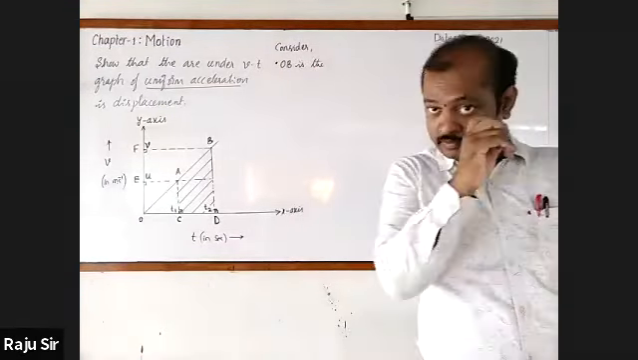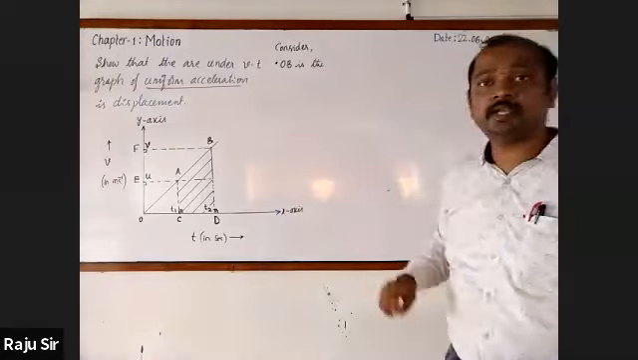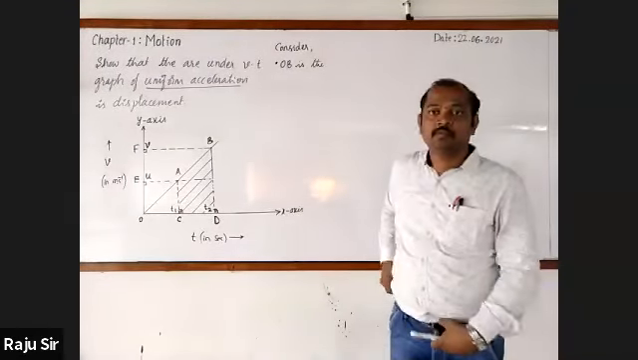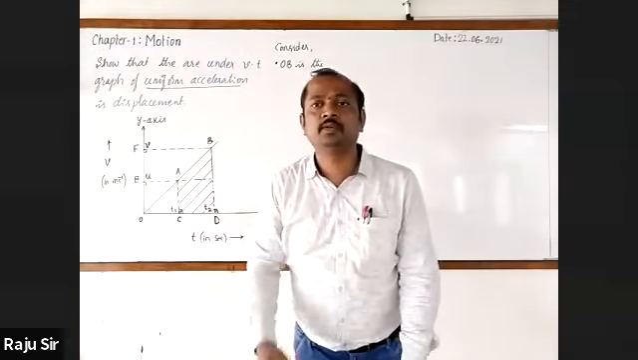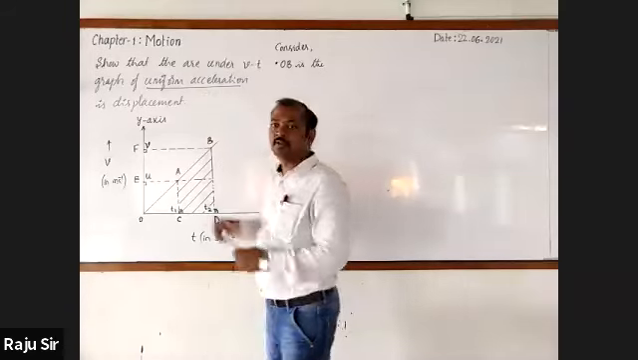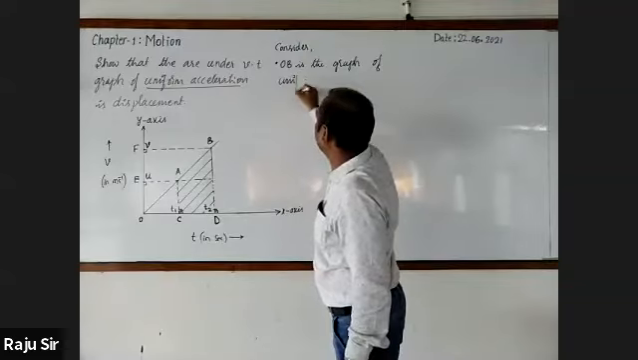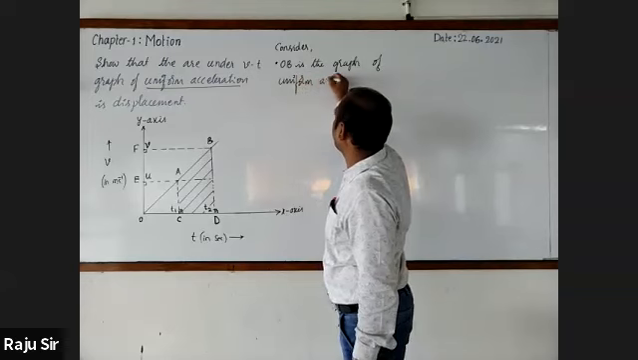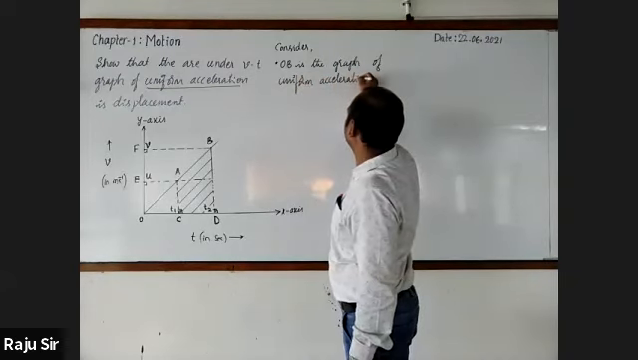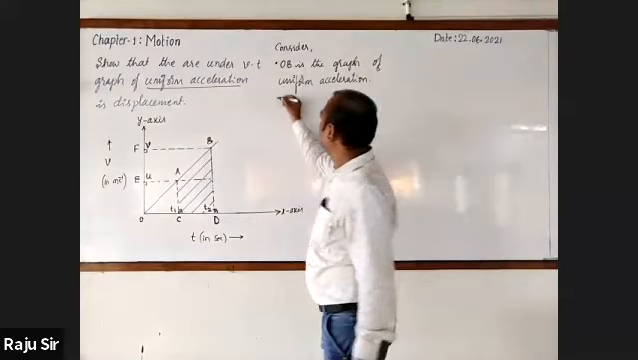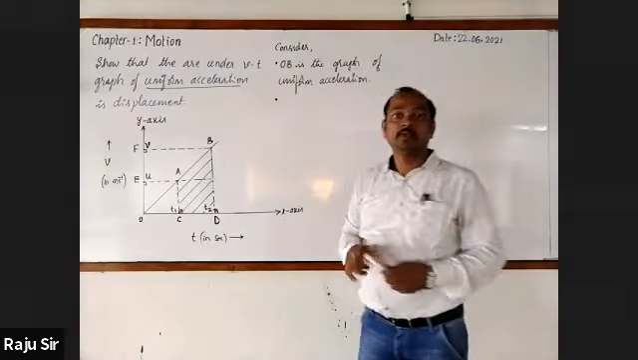Could you tell what does OB indicate? Uniform acceleration. Very good. OB is the graph of uniform acceleration. Graph of uniform acceleration. Right. In that, look here.